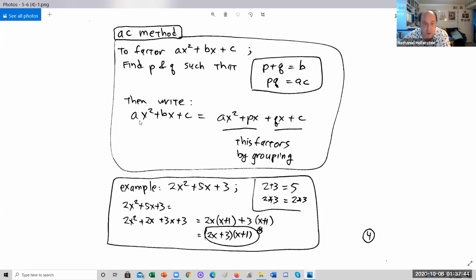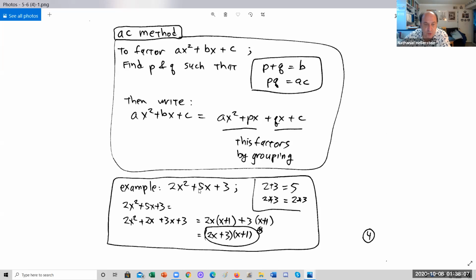So if you can find p and q whose sum is b and whose product is ac, then we rewrite ax squared plus bx plus c. We write this bx as px plus qx, because p plus q equals b. Now the idea is that when you split this into these two terms, these four terms will then factor by grouping, by unfoil.